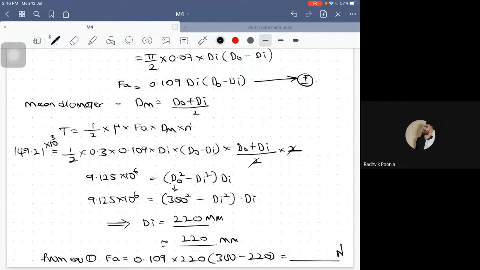1911.05 Newton is the axial force required to drive this clutch. Hope the value is correct. Just check. Are others getting the same value? Sir, I got DI value 121. Okay, yes, sir, 121. It will not make a huge difference though. FA value 2382.42.